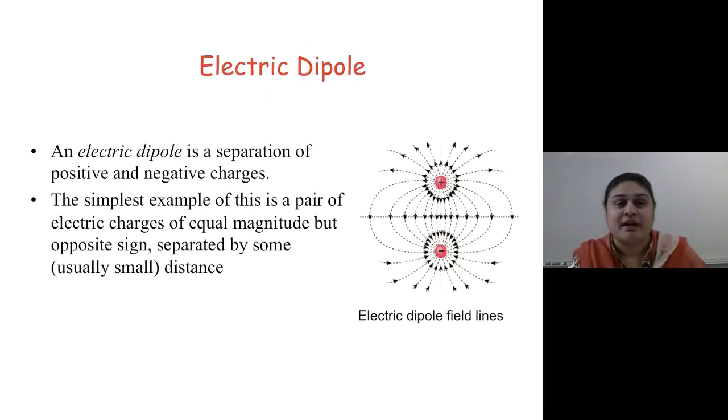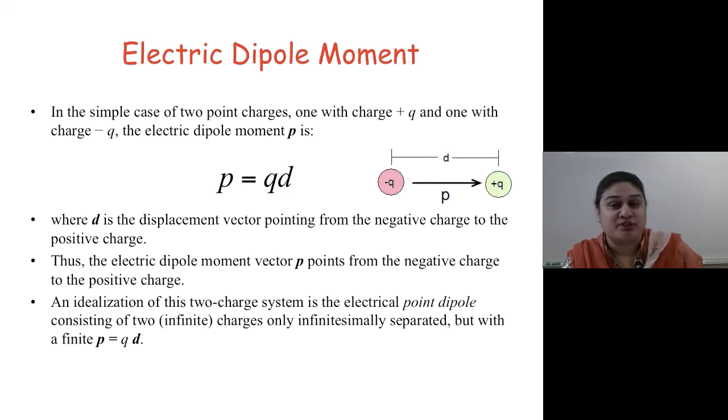Electric dipole. An electric dipole is the separation of positive and negative charges. The simplest example is a pair of electric charges of equal magnitude but opposite signs, separated by usually a small distance, as shown in the picture here. In the simplest case of two point charges, one with plus q and one with minus q, the electric dipole moment is given by p equals qd, where q is the charge on one of the two contributing charges, and d is the displacement vector pointing from the negative charge to the positive charge.